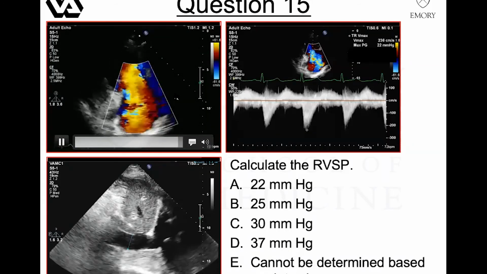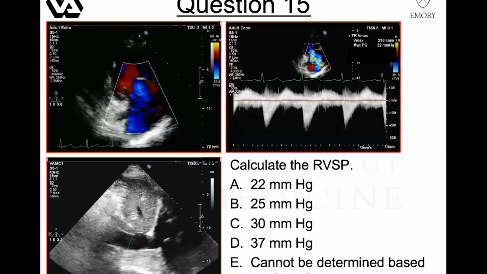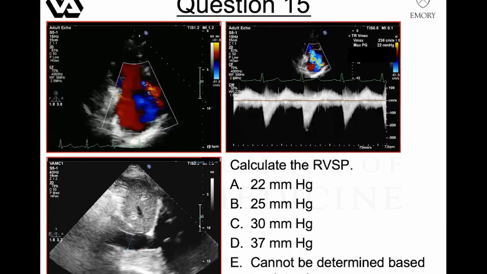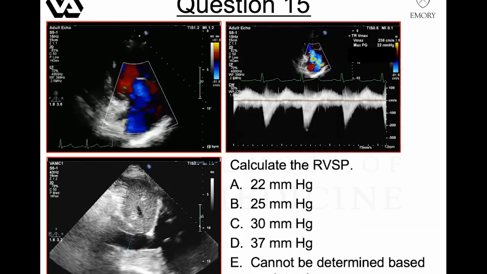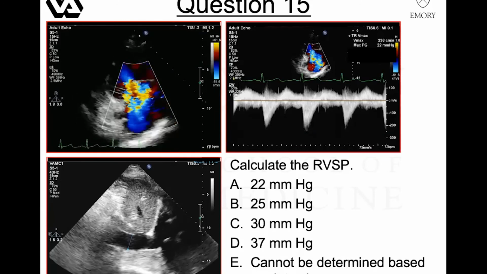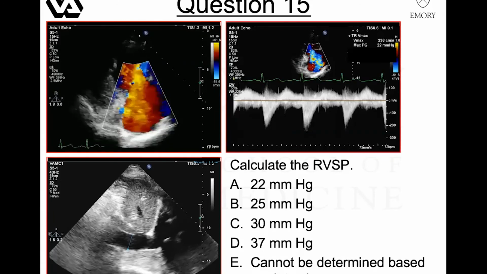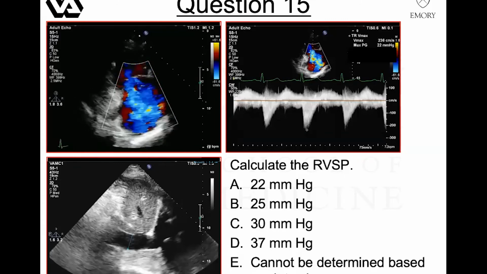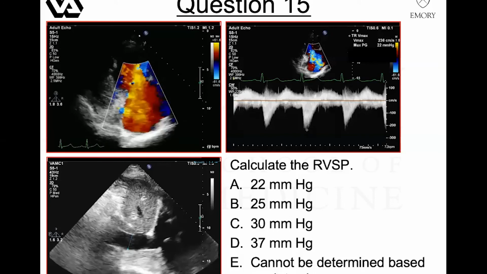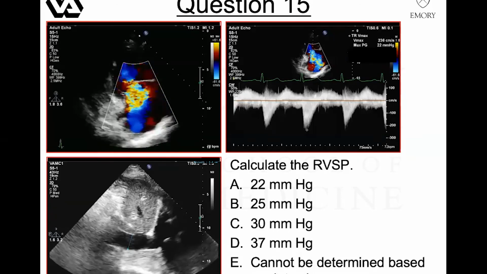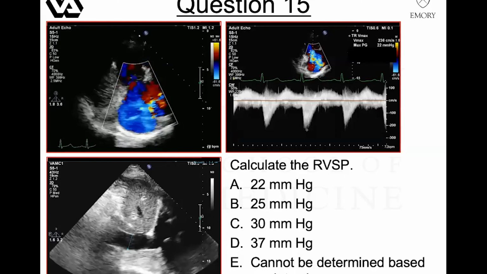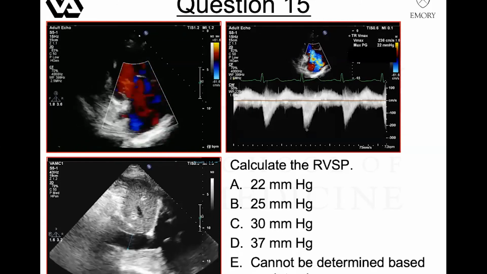Perfect. Okay, Dan. Here's the question. Calculate the RVSP. Okay, so the TR signal is 22. But he has dilated IVCs. I'm not sure if it's collapsing or not, so I'm assuming not collapsing. So we are adding 15. So it's around 37. Okay, so you think D is the answer? Yes, it's a trap. All right.